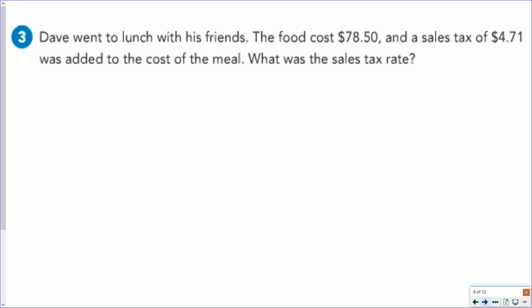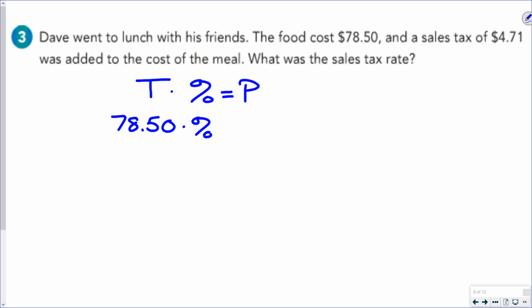And then finally today, Dave went to lunch with his friends. The food cost $78.50. A sales tax of $4.71 was added to the cost of the meal. What was the sales tax rate? So we've got another sales tax rate question here. So we're going to set it up the same way we did the shoe question. Total times percent equals part. Instead of spending $52 on shoes, we're spending $78.50 on food. We don't know this tax rate.